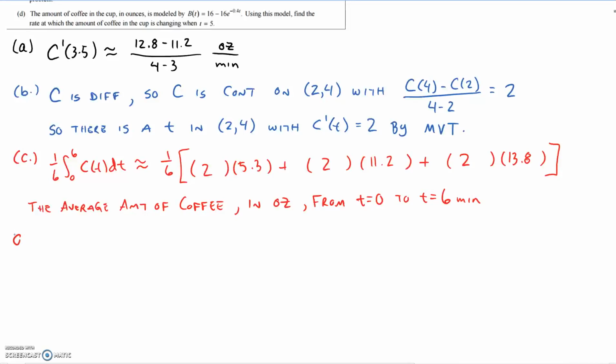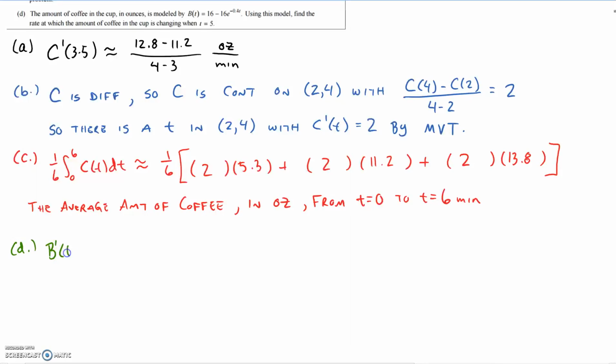And then part B, needs a different color. They tell us that the amount of coffee in the cup can be modeled by this function. And they say find the rate at which the coffee is changing when t equals 5. So if I want the rate, then I'm going to differentiate.